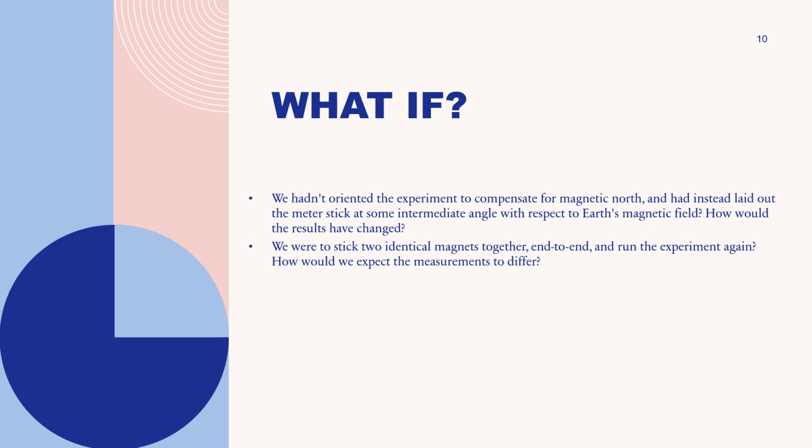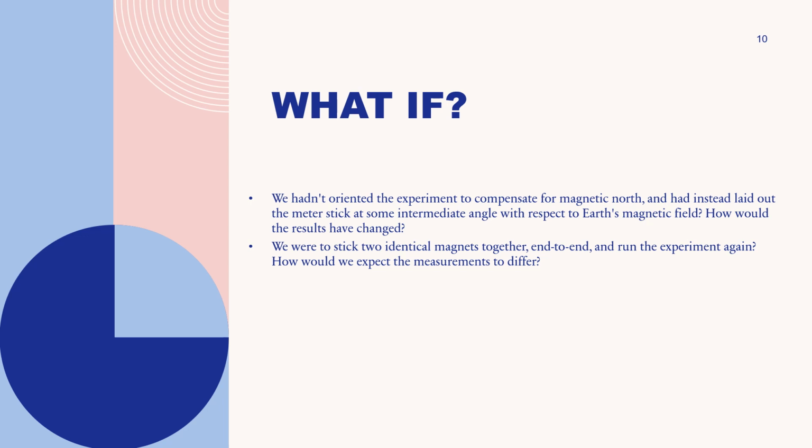What if we hadn't oriented the experiment to compensate for magnetic north and had instead laid out the meter stick at some intermediate angle with respect to Earth's magnetic field? How would the results have changed? Our results would have been skewed significantly, as the effects of the magnetic field from Earth would either add or subtract to our data, changing our numbers and giving us inaccurate results.